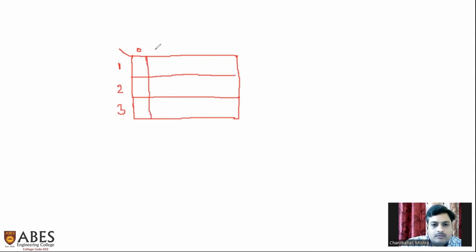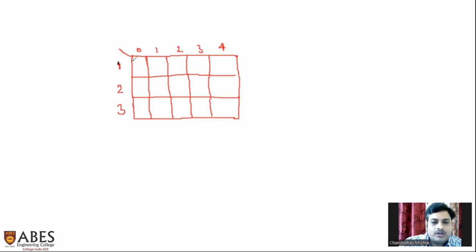and then 1, then 2, then 3, and in the last we'll have 4. Because 4 is the amount, we'll create columns from 0 to the amount. That's why we have created size w plus 1, where w is the amount. Okay, fine. So now we'll start filling up this table.